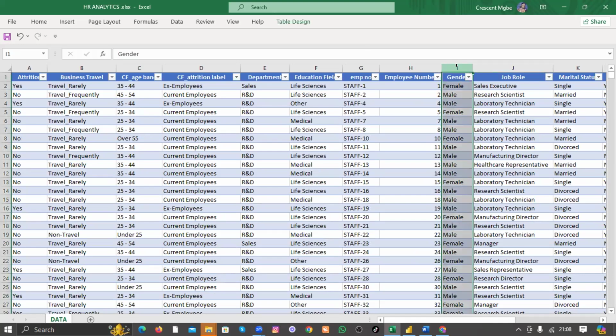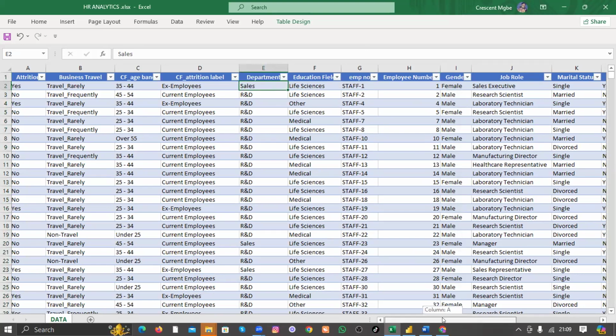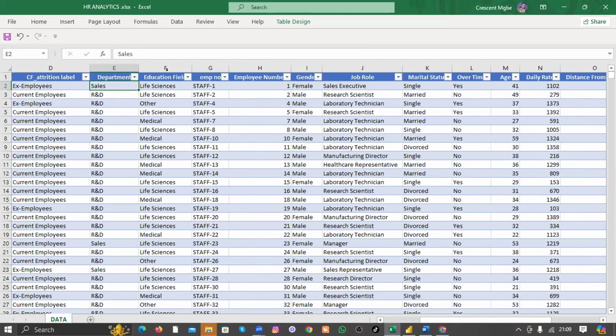Then gender. We want to know how many female and how many male we have, how many female are in this department, how many male are in this department, and all of that. The next one is the job role. So what job are they doing? This female is a sales executive in the sales department. Research scientists should be in the research and development department, right? Laboratory technicians should be in the R&D department, just like that, and so on.